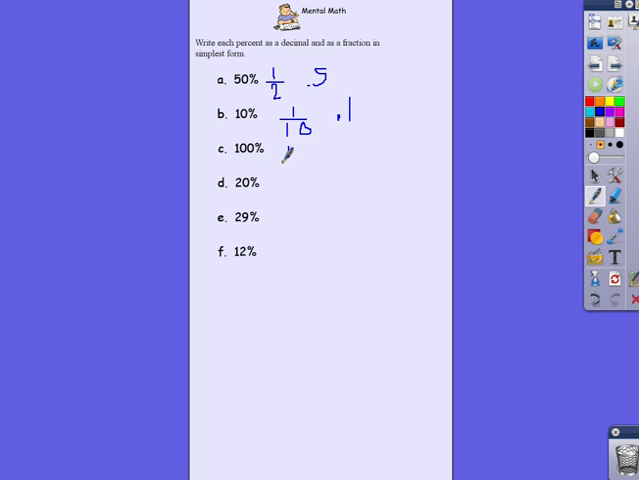100%. You could say 1 over 1, 2 over 2, whatever it is, as long as it's on the top and bottom, they would be equal. And what decimal? Well, it's going to be 1.0.